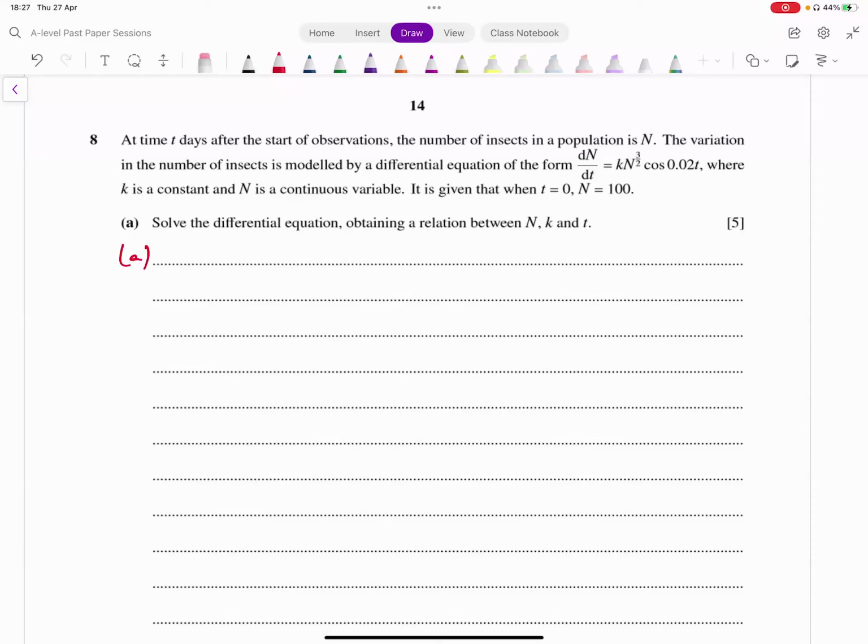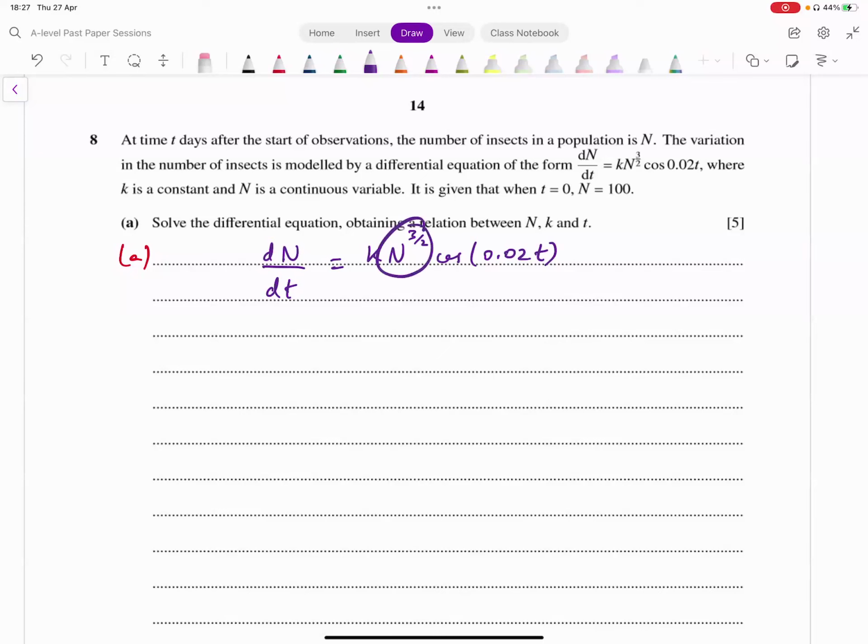Okay, so let's solve this differential equation. dn over dt equals kn raised to power 3 over 2 into cos of 0.02 times t. Okay, this is the equation that we have. Now, how do we start solving this equation? We first have to separate the variables. Okay, t terms राइट पे रहने देंगे, n terms को left पे लाएंगे.